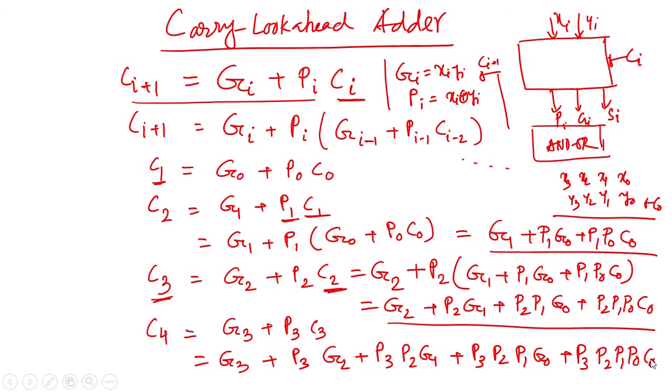So, what is the beauty of this part? While computing C4 you are independent of C3, while computing C3 you are independent of C2. So, in this equation for C4 there is nothing called C3, right. Therefore, the input C0 you will get at the initial stage. So, all the carry out bits, that is C1, C2, C3, you can generate simultaneously.